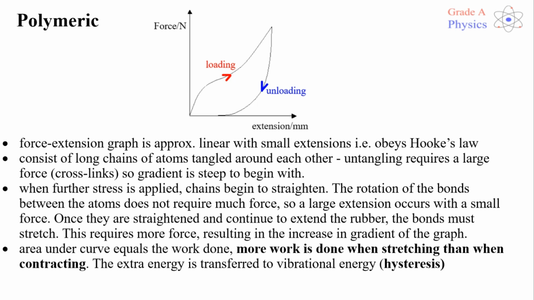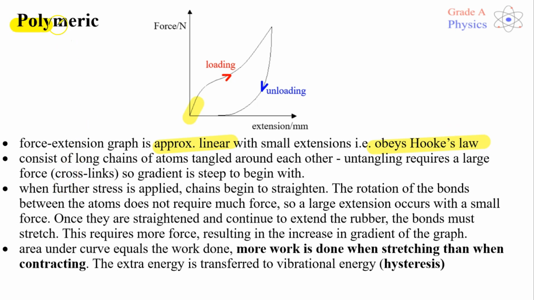Right, the final thing we need to consider, the final material, is polymeric, and we did look at this in a bit of detail earlier on in the course. So various things about polymeric materials. First of all, we have what's called an S-shaped curve. It does not obey Hooke's law over the range of the loading, but right down here, for small forces, it's approximately linear. So we could say it obeys Hooke's law for low loading or small forces.